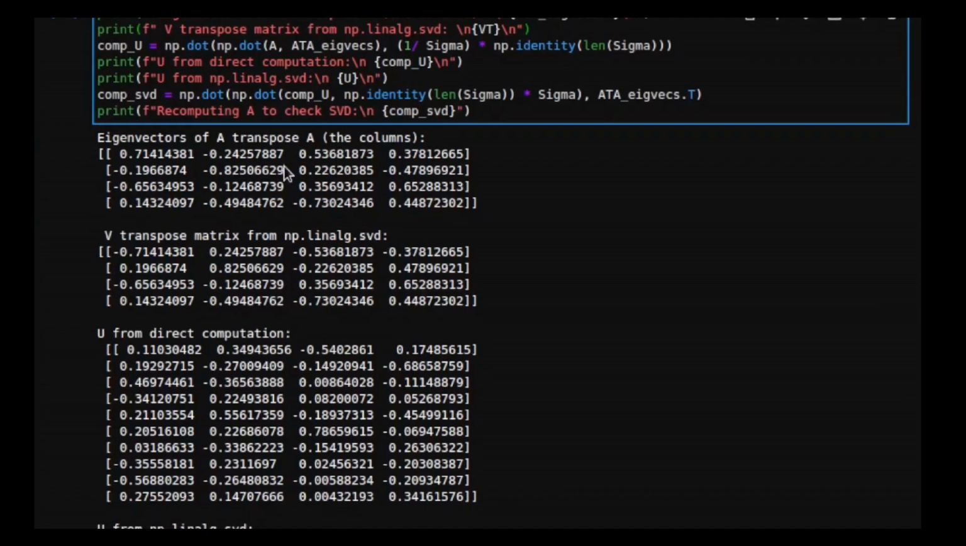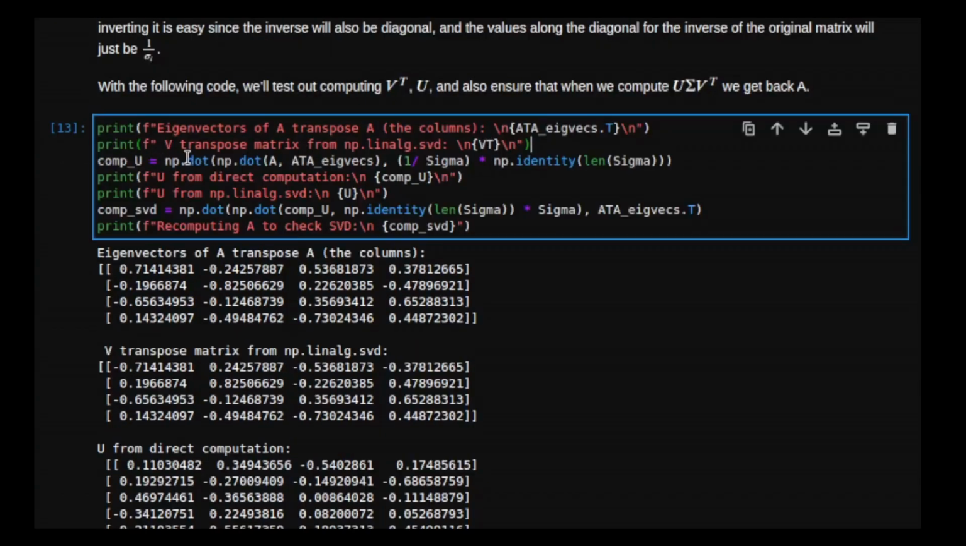Moving down to the terminal output, you can see that all of the values here are pretty much exactly the same, except for a couple of minus signs. That just boils down to the numerical methods being used on the back end. Moving on, we can compute our U matrix right here by computing A V sigma inverse, and we are going to compare that to what we get from the NumPy linalg SVD function for our U matrix.